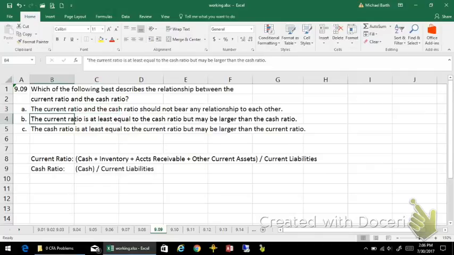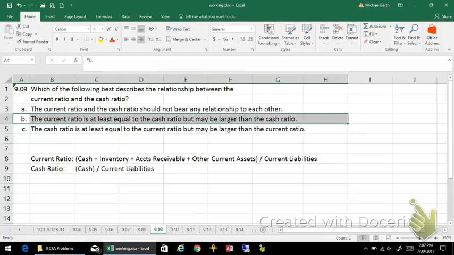The current ratio is at least equal to the cash ratio, but must be larger? Well, the only way it could be smaller is to have negative inventory, negative accounts receivable, or negative other current assets. So problem B, and those wouldn't make any sense in a normal world.